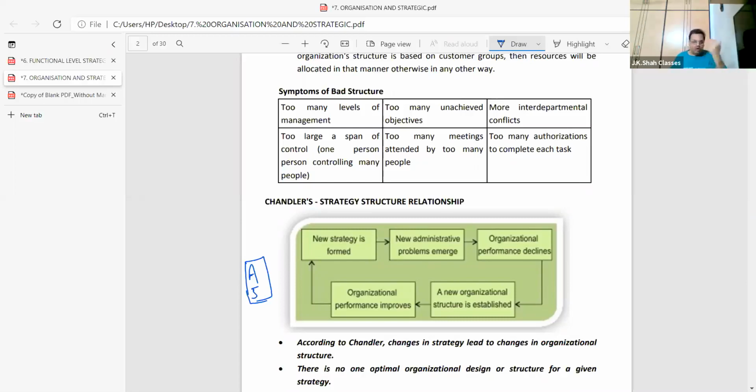But full Bangalore he wants to capture, so what comes in his mind? New strategies form. His thinking is: Bangalore I've captured, now I want to capture Karnataka. So a new strategy is coming. But he continues with his old structure. All 5, 6, 8 people are working with him only. Not possible, beta. See, new administrative problems emerge.